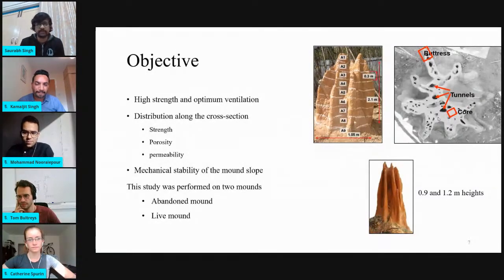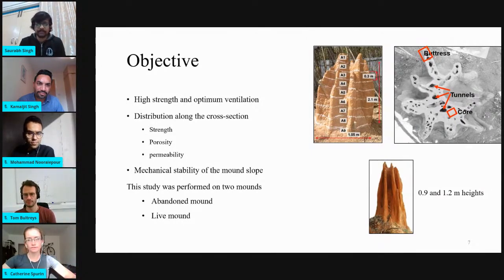These two objectives are sort of competing in one sense. So we here try to understand how they are achieving this competing objective. We study the termite mound at different cross sections. We take the different cross sections of the mounds at different heights and study the variation of their mechanical properties or their hydraulic properties. We further study the stability of the mound slope.